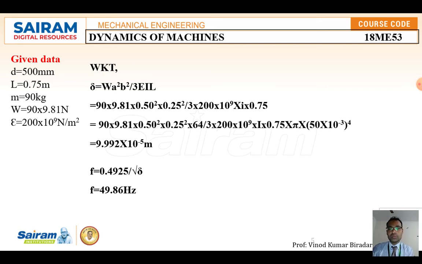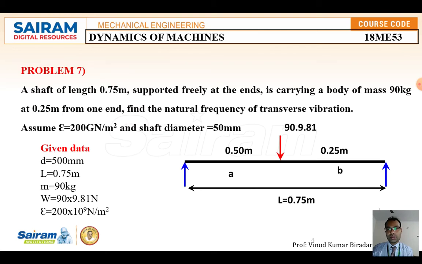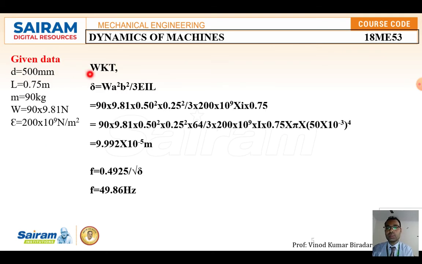We know the deflection of a beam with a load not exactly at the middle. We have the deflection formula: delta is equal to W, that is the weight, times A square B square divided by 3EIL.